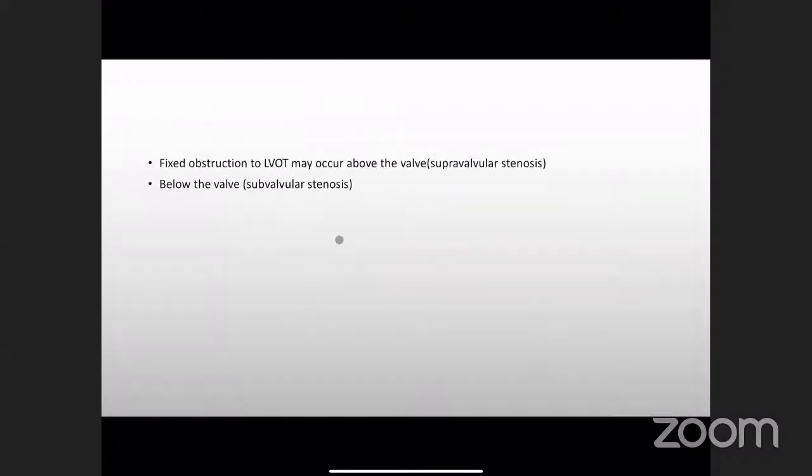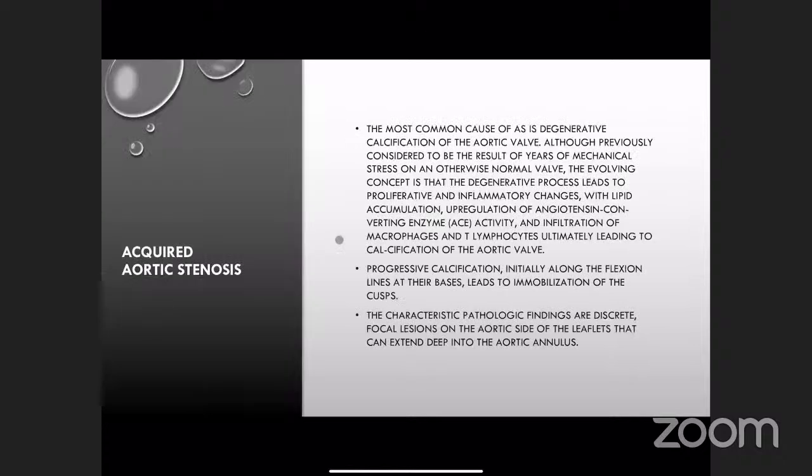So fixed obstruction to the LVOT may occur above the valve, which we call supravalvular stenosis, or below the valve, which we call subvalvular stenosis. For acquired aortic stenosis, the most common cause is degenerative calcification of the aortic valve, although it was previously considered to be the result of years of mechanical stress on an otherwise normal valve.